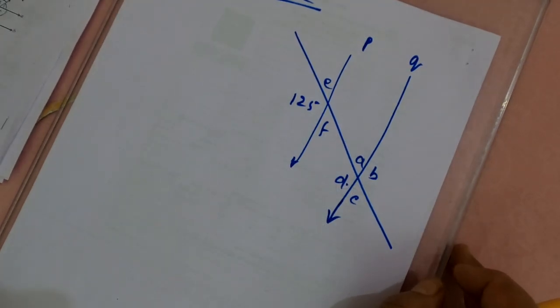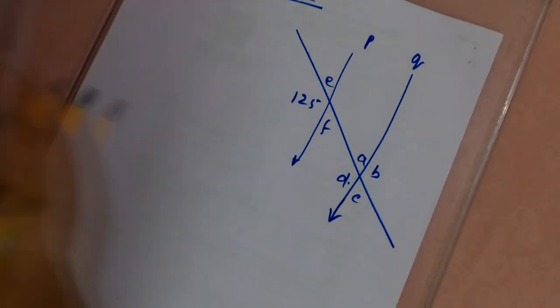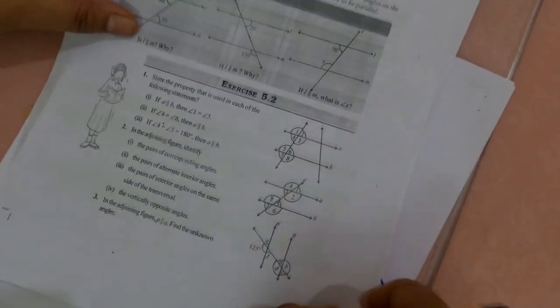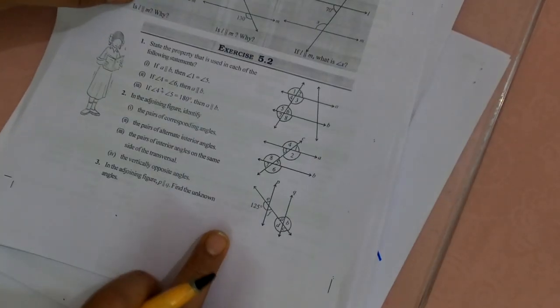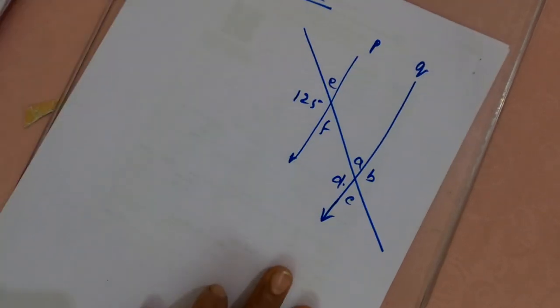Hope whatever has been taught till now is clear to you: the kinds of angles, transversal line, etc. Now let us see a question from your book. Exercise 5.2, question number 2. Let us solve this question. You will get an idea.